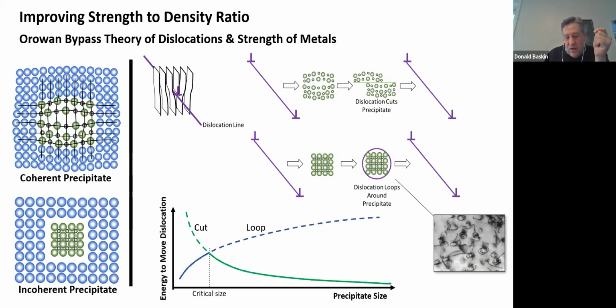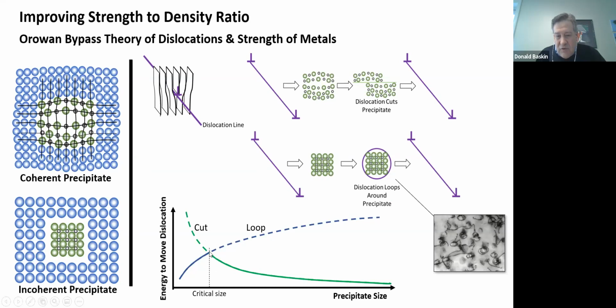When you're below this line, when you're to the left of this line, there's a precipitate size. It takes less energy to loop if the precipitate is incoherent. Okay, where's my cursor? Right here. When it's coherent, it takes more energy to get there. But as you get to a bigger grain size or bigger precipitate size, the particle loses coherency, and it takes less energy to move this dislocation through the region. So the material's not as strong.